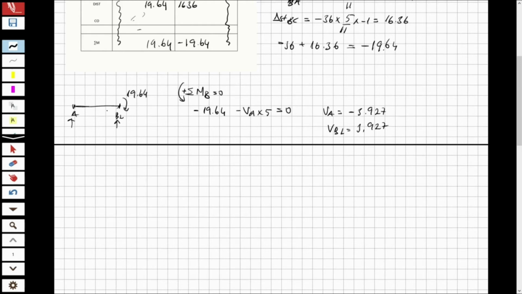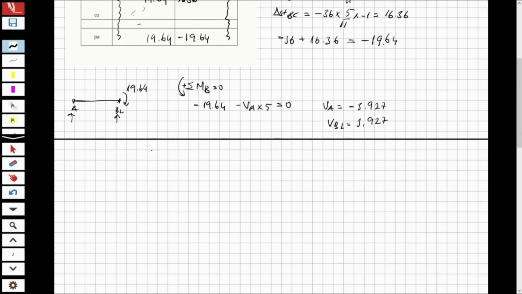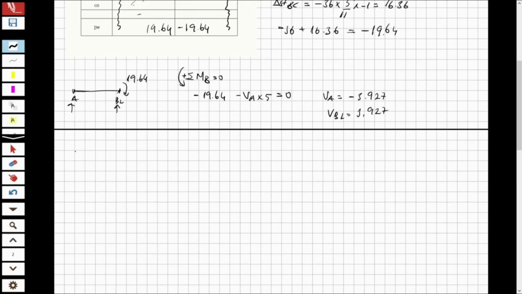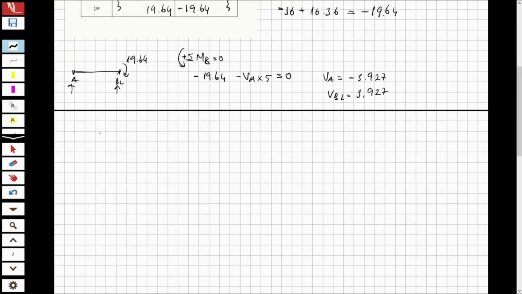Okay. And now I find both shears. So let's do it for the other member. This is going to be the other member. From that will be VB right, and this is going to be VC. And I have a moment also here, 19.64. I have a force, it acts at this location, it will be 48, okay? This 3 is the length.